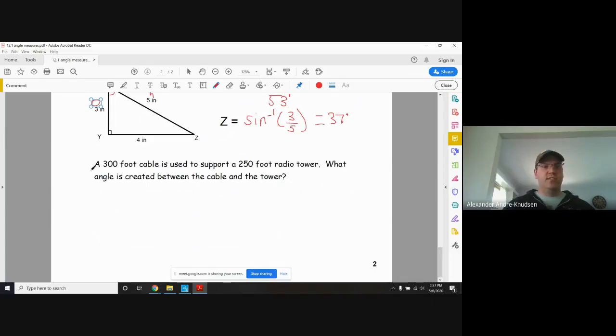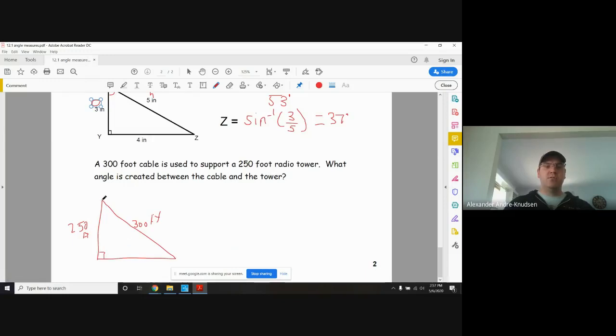Okay, so now a 300-foot cable is used to support a 250-foot radio tower. What angle is created between the cable and the tower? So let's draw a picture. We've got a tower here. That's 250 feet. And then we've got a cable that goes from the top of the tower down to the ground that supports it and is 300 feet. And look at that. It's a word problem that's going to make a right triangle.